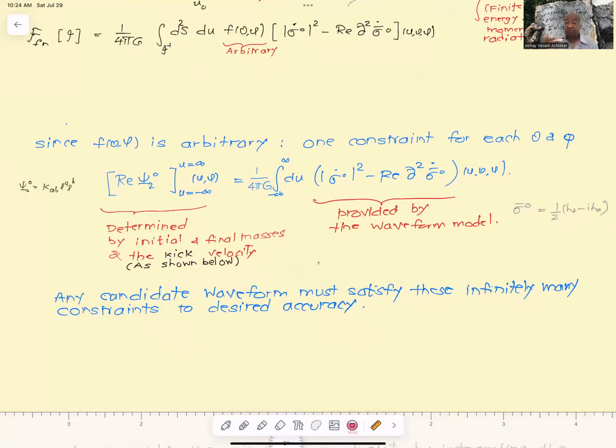So any given waveform model for some initial parameters of the binary system will actually be able to give me this. And we will see in a minute that this also is determined by the data that is given to me by the waveform model. Namely, the data is really the initial and final masses and the kick velocity.